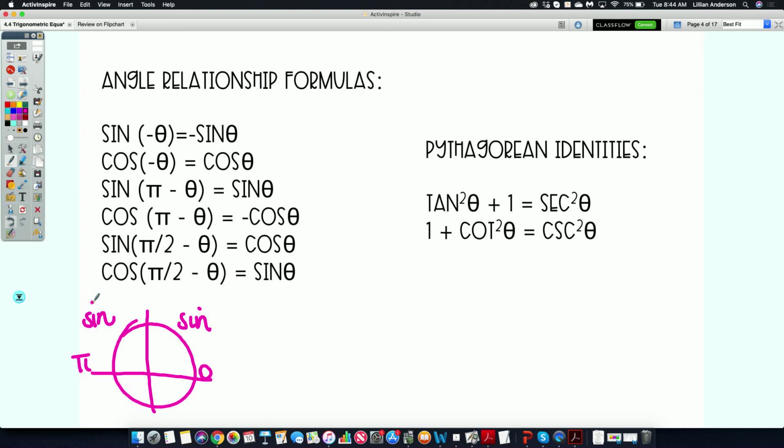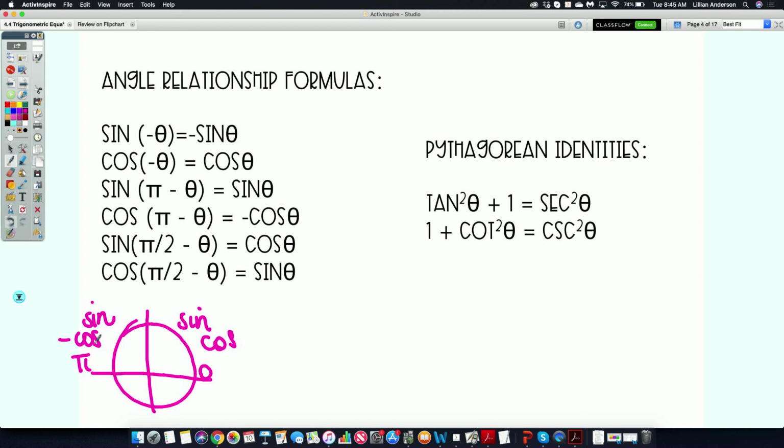And then the cosine of pi minus theta is equal to a negative cosine theta. That's because in the first quadrant, cosine is positive, but in the second quadrant, cosine is negative. So if you have the supplementary angle, the cosine is going to be the negative of its corresponding supplement angle. And then the last two: sine of pi over 2 minus theta is equal to cosine of theta, and the cosine of pi over 2 minus theta is equal to sine theta. A few different angle relationships, so that when you see these inside problems, you can rewrite them using those respective formulas.